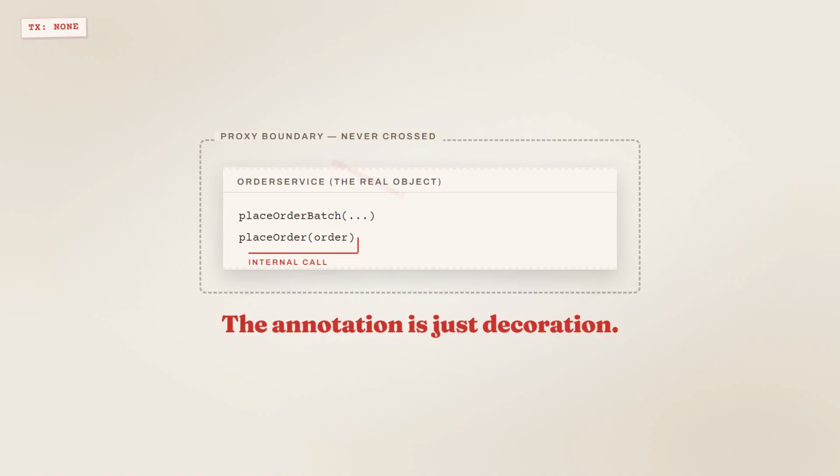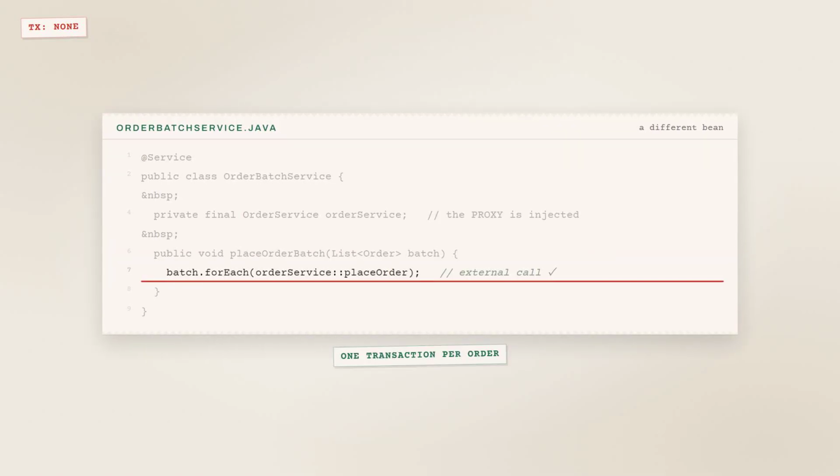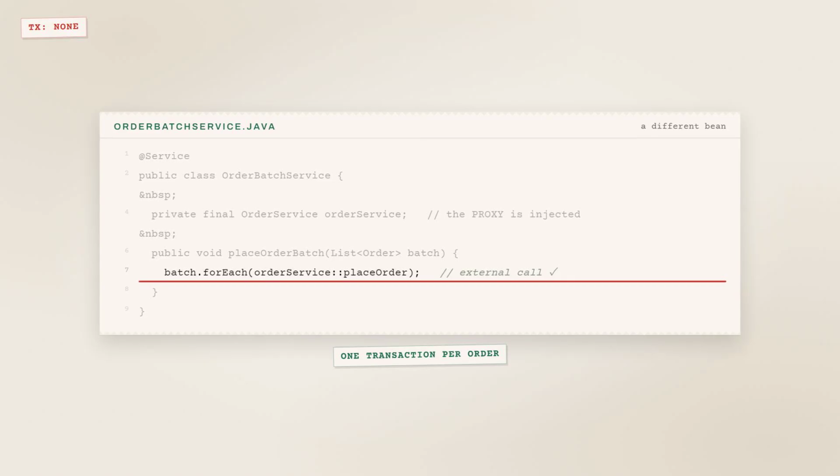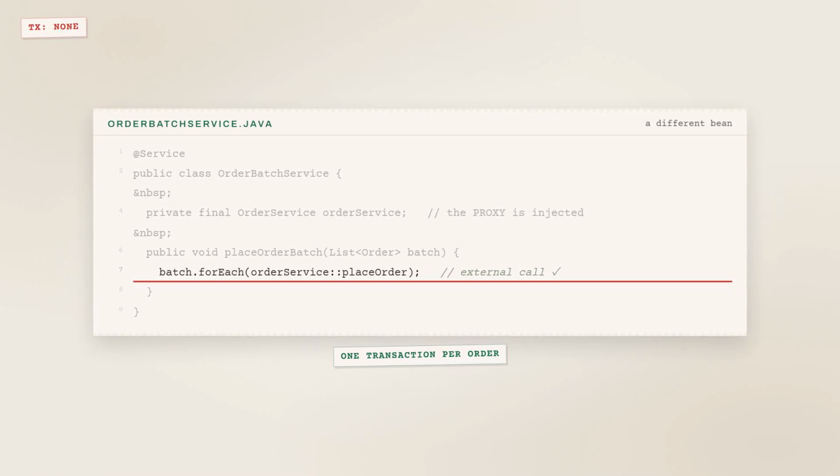The fix. That call has to come from a different bean. Move the loop into its own class, inject OrderService into it, and every call becomes a real external call through the real proxy. 1 transaction per order, exactly like you intended.